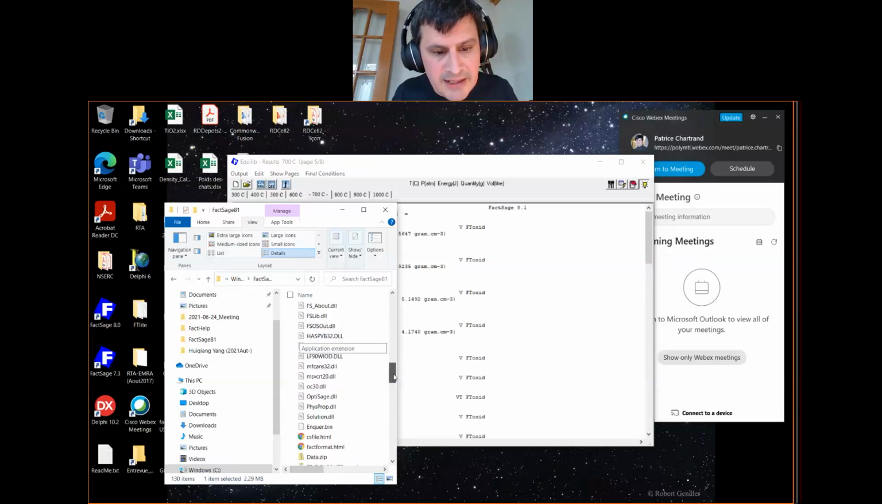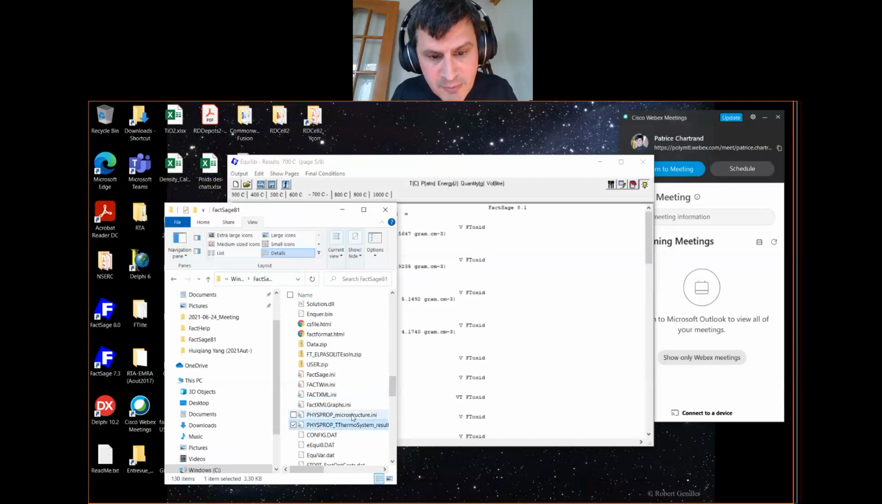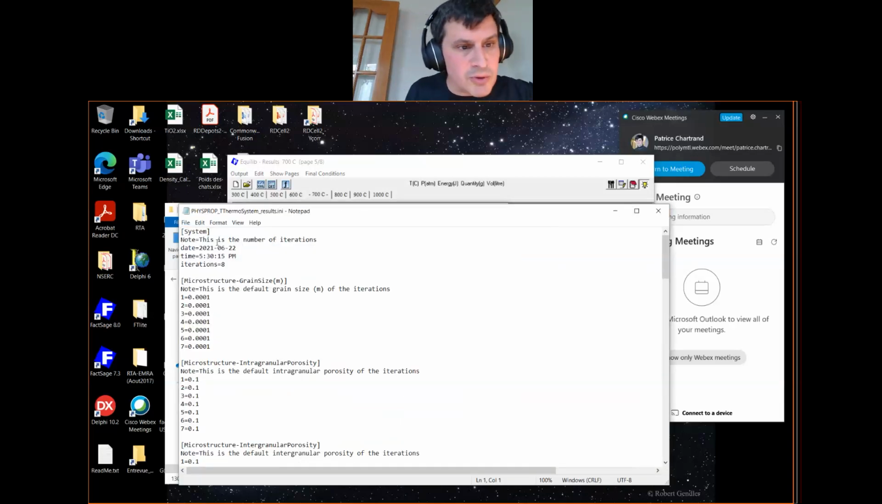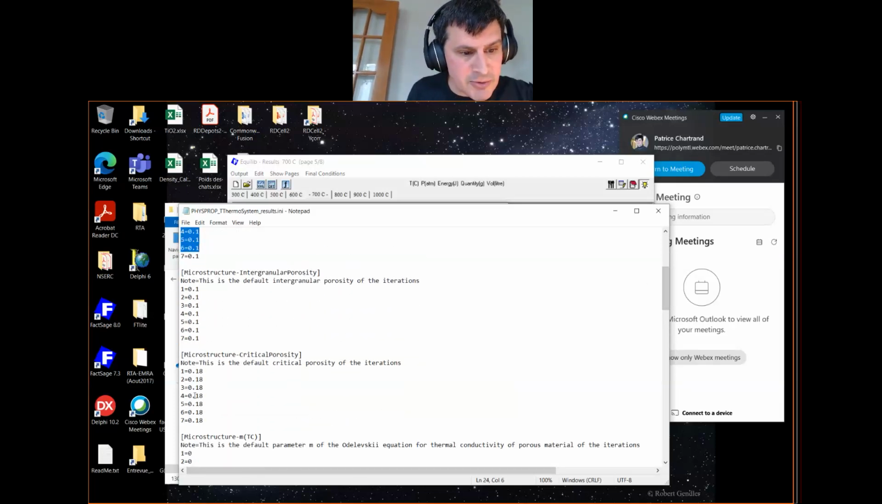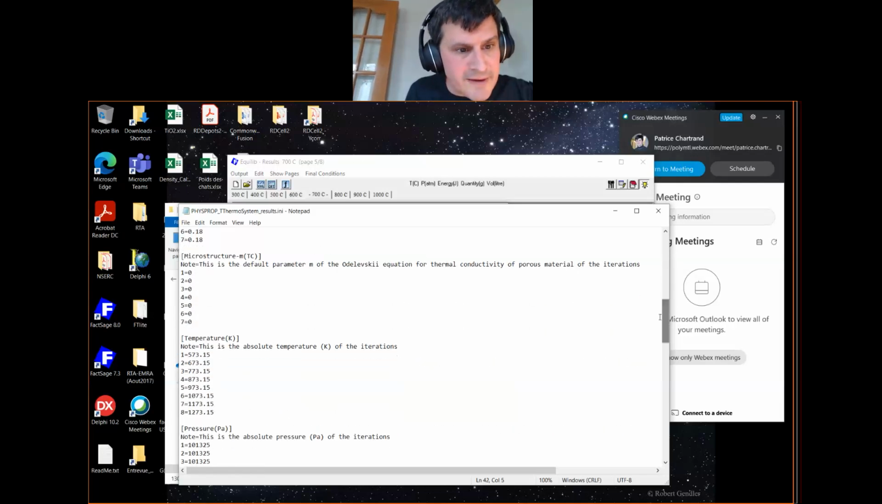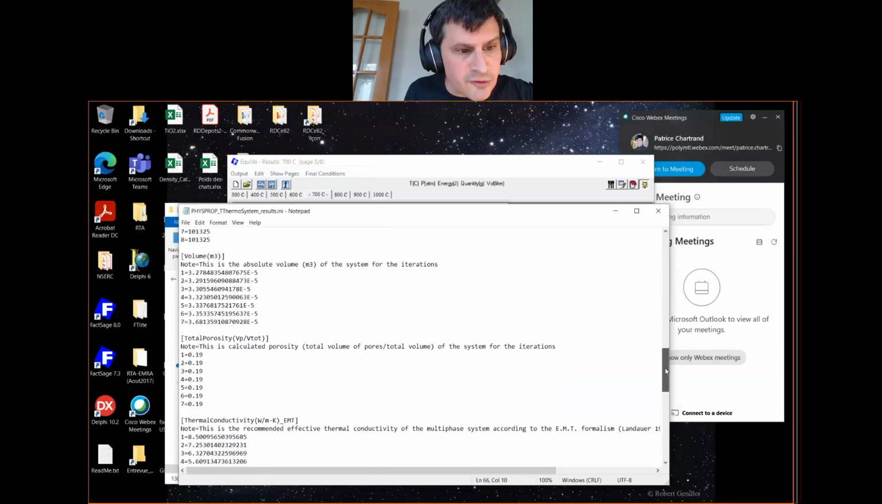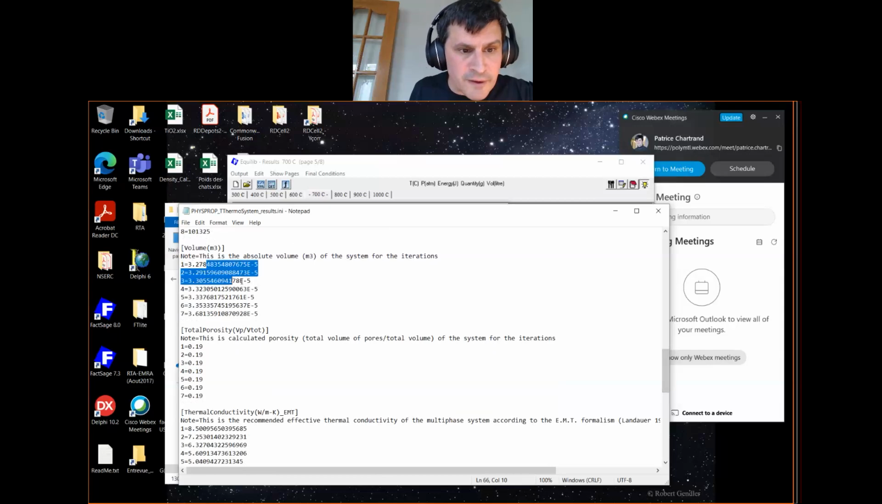Now, the results of the microstructure thermal conductivity will be obtained in the FISPROP T-thermosystem result INI file. If you double click here, you will see the characteristics of the calculation in terms of the grain size in meter, the intragranular porosity, intergranular porosity, critical porosity, the value of M, the temperature of every calculation, followed by the pressure, and also you will get the total volume of the system.